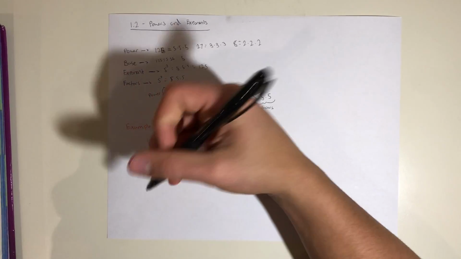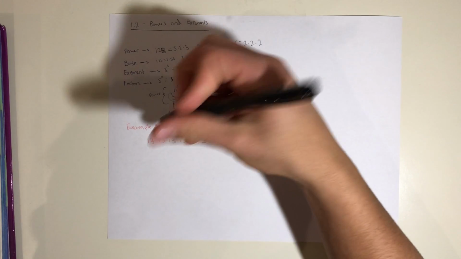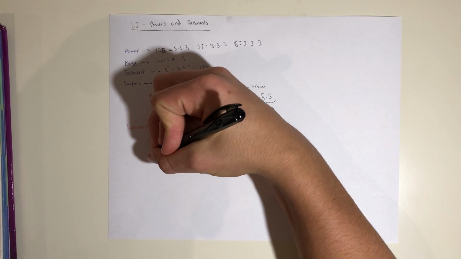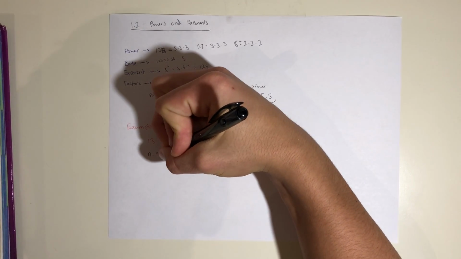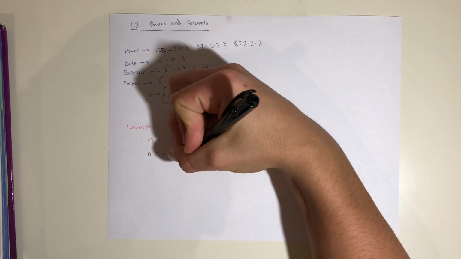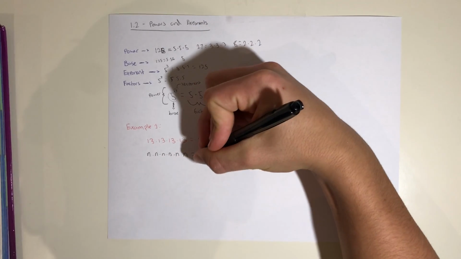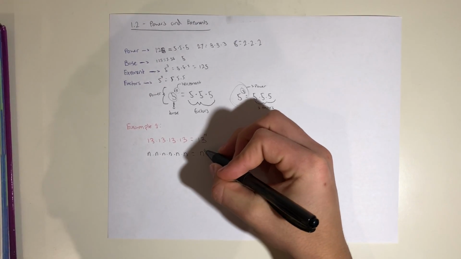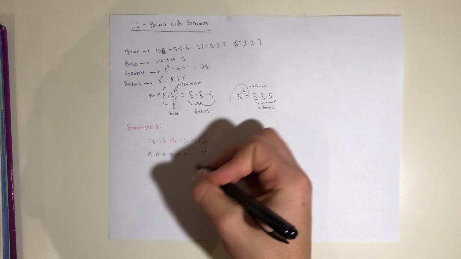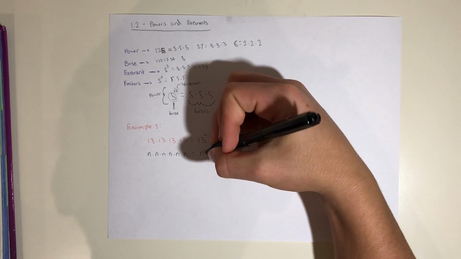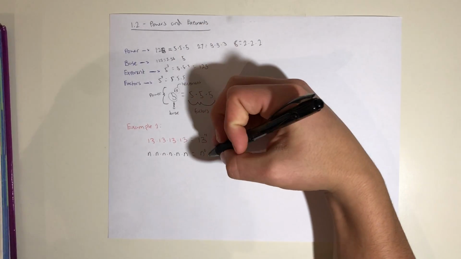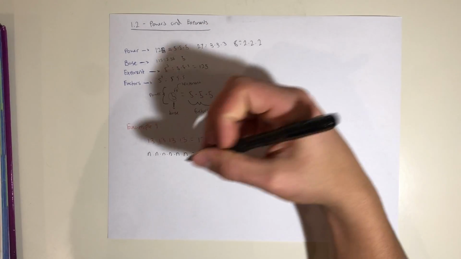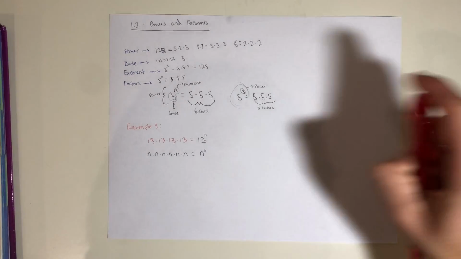Let's do another one. You could do it with variables also. Let's say we have n times n times n times n times n times n. This would be n to the 6th, because the exponent is 6 since there are 6 factors, and n is the base of those factors. And n to the 6th, this whole thing is the power. Move on to example 2.